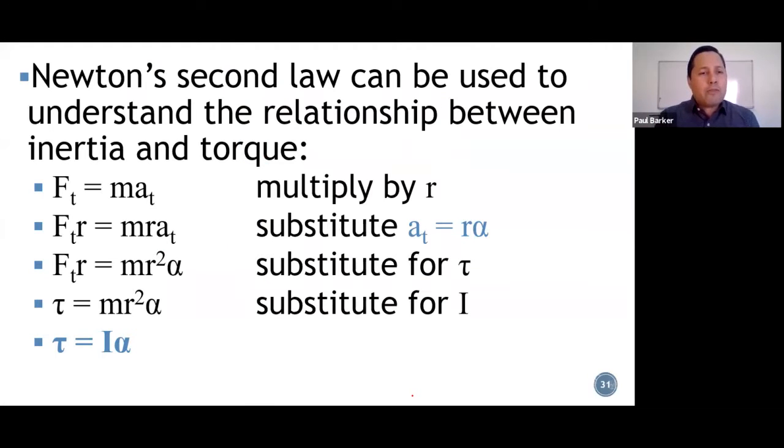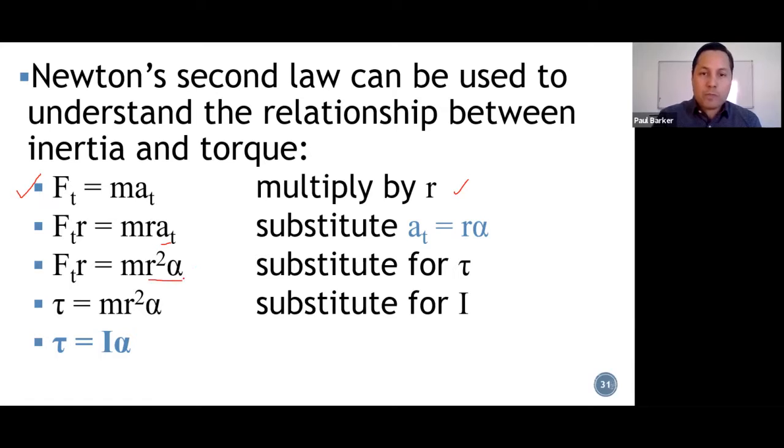Now we're going to derive a formula for the relationship between torque, inertia, and angular acceleration. And we're going to derive it using Newton's second law. So here we have force is equal to mass times acceleration. We're referring to tangential acceleration here. The first thing we're going to do is multiply by r. And once we do that, we have r on the left, r on the right. Now we're going to substitute the tangential acceleration with r times angular acceleration. So it'll give us this formula here.